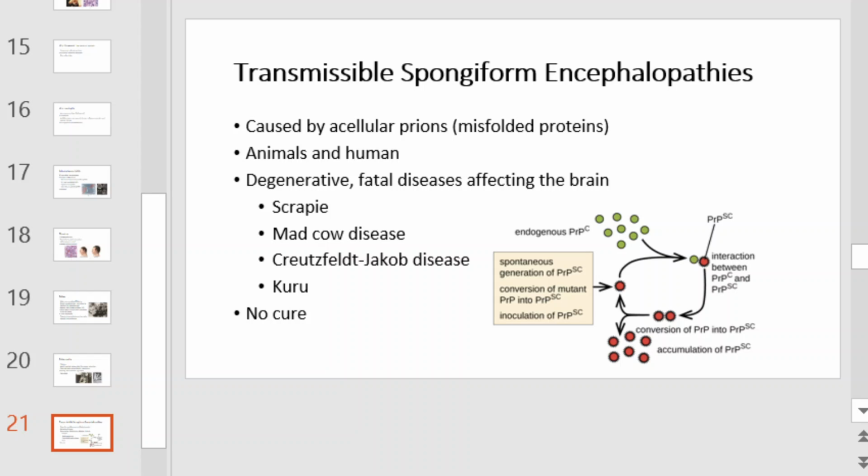Transmissible spongiform encephalopathies are caused by acellular prions or misfolded proteins. They can be found in animals and humans and be transmitted between the two. They result in a degenerative, fatal disease that affects brain tissue. Many are listed here. One that you might have heard of before in the news is mad cow disease. There is no cure.